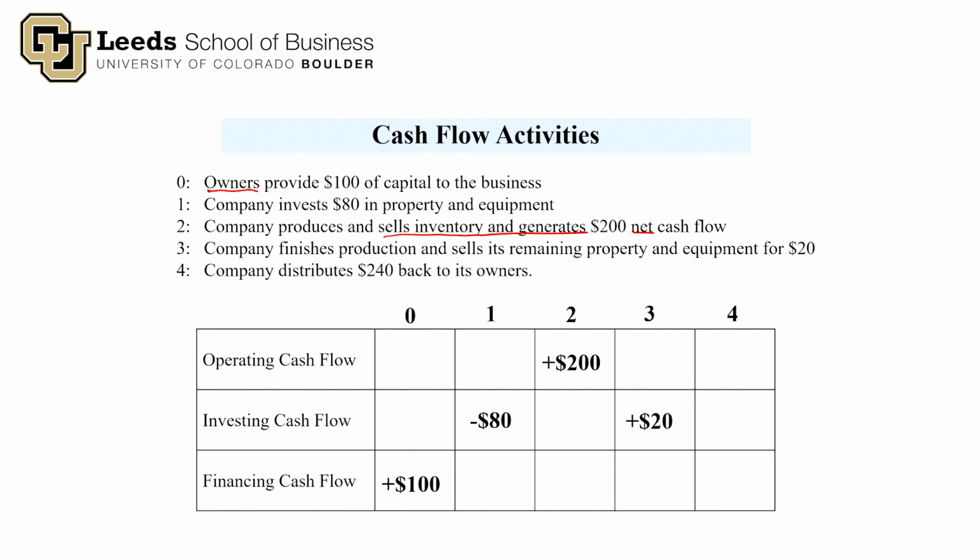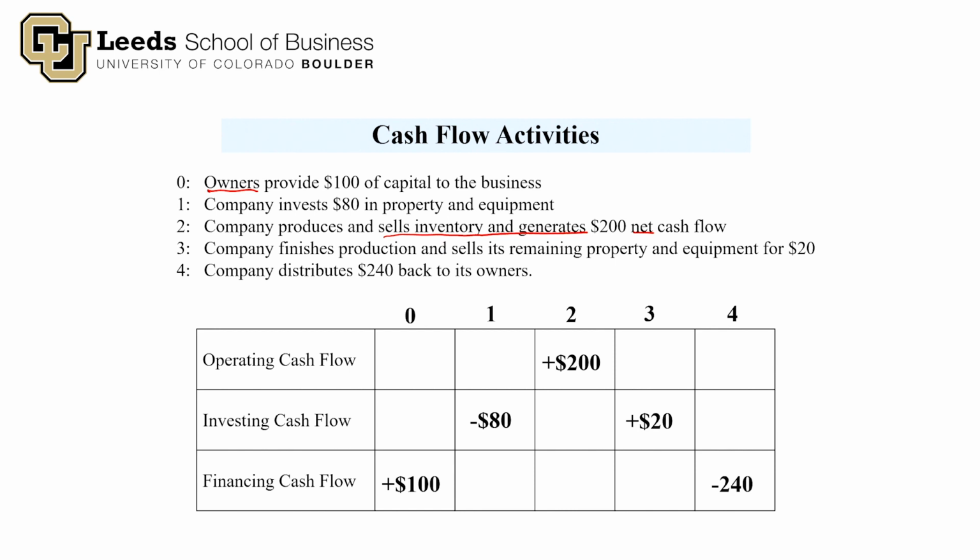And finally, in period 4, the company has $240, at least I hope. This adds up to 240, so take 100 minus 80 plus 200 plus 20, and the company has $240 in its bank account. So it needs to distribute that back to its owners because it's winding down its operations. So what it will do is just pay it out of the bank account and pay it into its owners' pockets. So this will be a $240 cash outflow. It's a distribution from the company to investors, to our financiers. And so this is a financing cash outflow from the company.